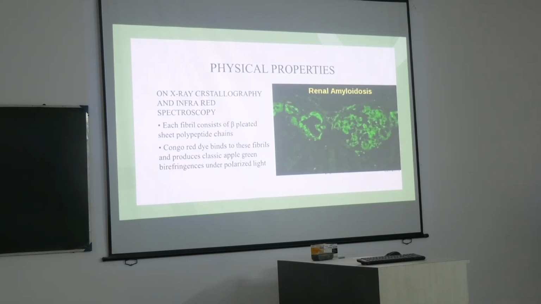ঠিক আছে? এই যে বিটা প্লিটেড শিট, পলিপেপটাইড চেন, ক্লাসিক অ্যাপেল গ্রিন বাই রেফ্রিঞ্জেন্স আন্ডার পোলারাইজড লাইট। So this is the only few things that you should not forget about amyloidosis, that is the appearance of amyloid protein in polarized microscopy or in special stain. These things you must not forget, okay? Congo red, special stain. Everybody asks this question, every examiner. Apple green birefringence under polarized microscopy, these terms also you should not forget, okay?